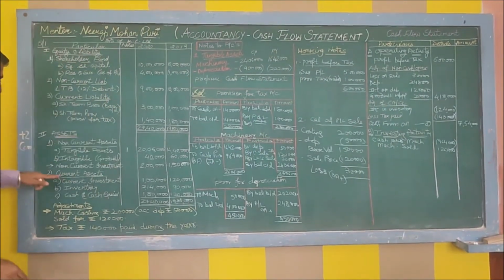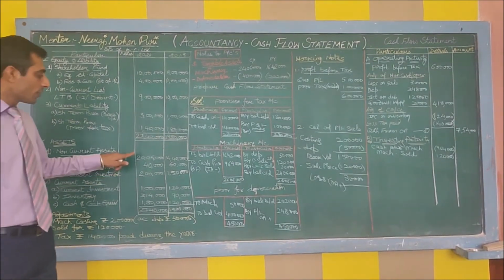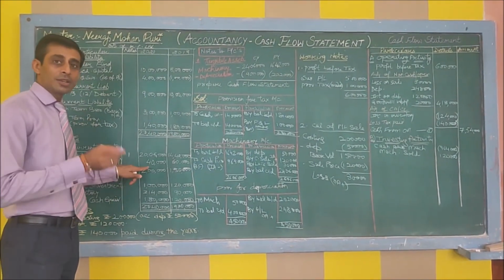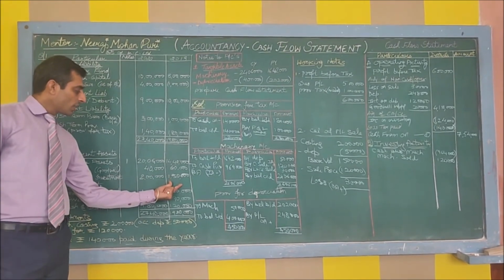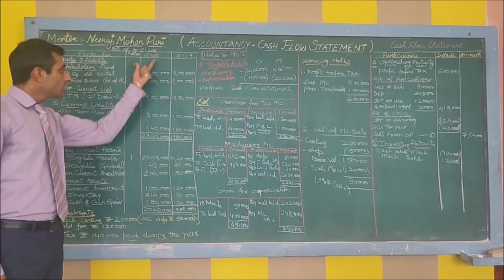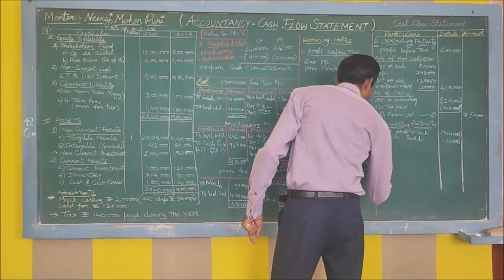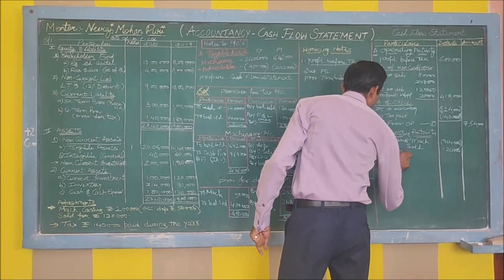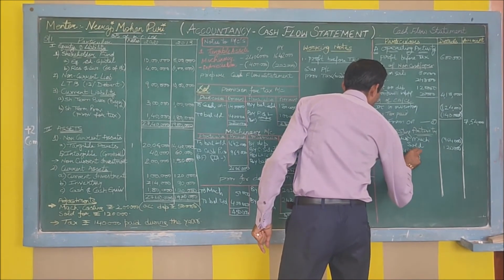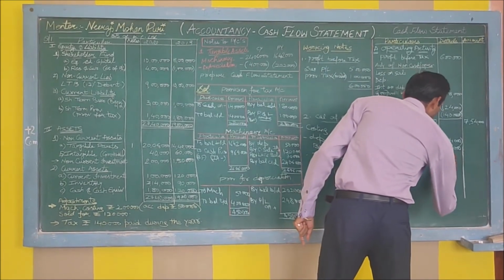Single asset is over. Next is non-current investments. These are long-term investments. If it is increased, it will be minus. If it is decreased, it will be plus. Here, the formula is current year minus previous year. So current year is increasing. This will become purchase of investment, a negative value. Purchase of investment is negative, minus 50,000.